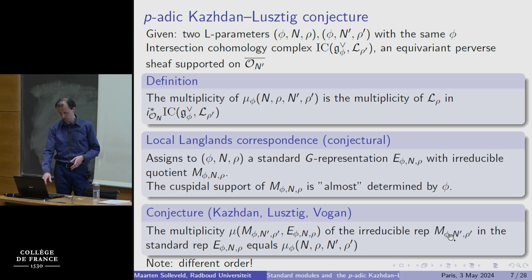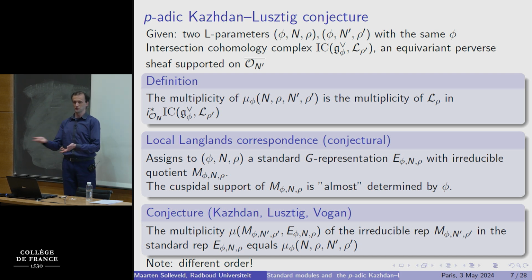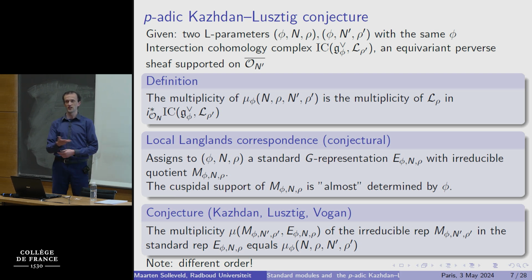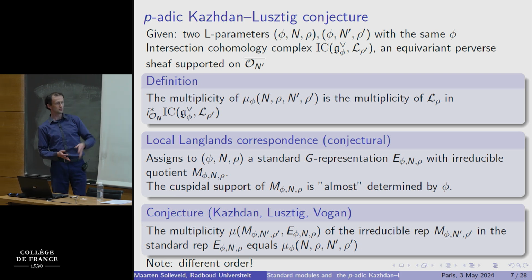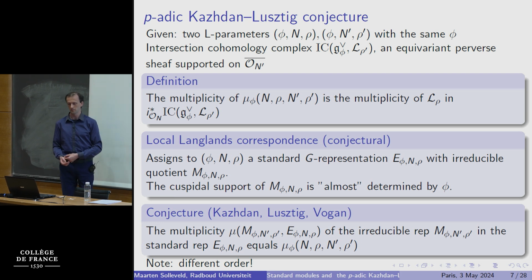Kazhdan and Lusztig say it's the multiplicity which you can express in these geometric terms as above, namely you take this intersection cohomology complex of the one Langlands parameter, you put it back to the orbit where the other Langlands parameter lives, and then you take the multiplicity with which this local system appears in this intersection cohomology complex. But for some reason, which at this point is very unclear, you have to exchange the orders. So we will see later that this comes out for some geometric reasons.